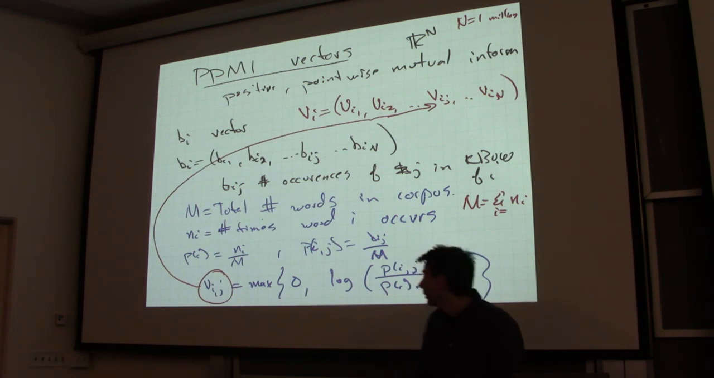Yes, and what's the numerator? So, oh, the numerator is bij. Okay, cool. Right, that's why I needed these vi vectors.